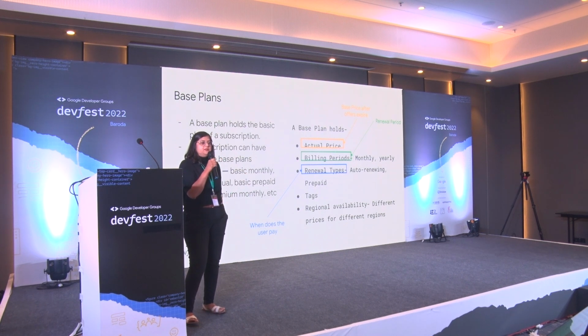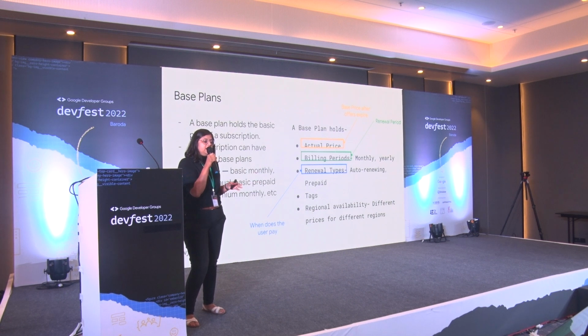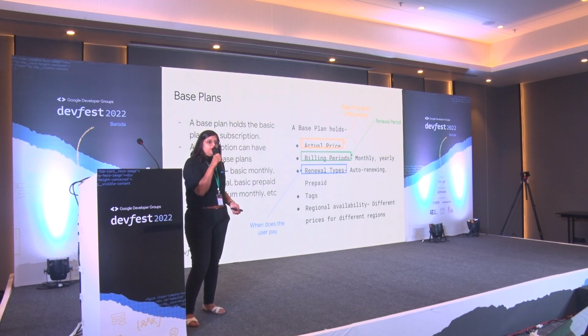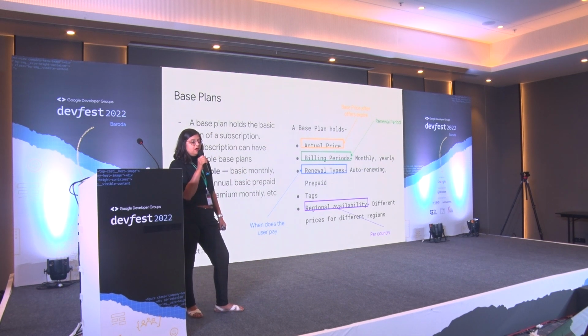And then you have prepaid plans. Prepaid plans are pay as you go. So you pay once for, say, 1 month or 1 year, and then that's it. After 1 year, after 1 month, you need to resubscribe to it. But with auto-renewing, it goes on auto-renewing, and then this auto-debit feature comes in. Tags we'll talk about later when I get to offers.